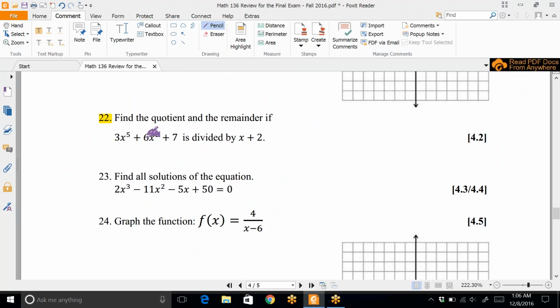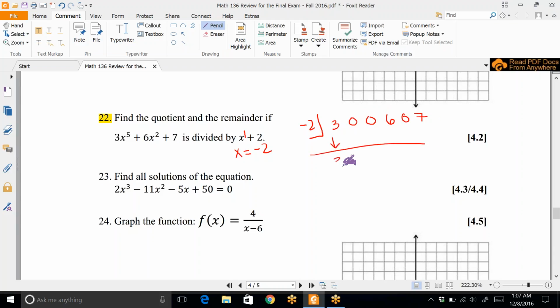Number 22, we're supposed to be doing quotient and remainder. Since this is x to the first power, I would do synthetic division. So first step is to solve that over. You write that in a box. You write all of your coefficients from the highest power down. Anything that's missing gets a 0. So this is a fifth power all the way down to a second power. So we need a 0 for the fourth power, a 0 for the third power, then the 6. We're missing x to the first power, so we need another 0, and then our 7.